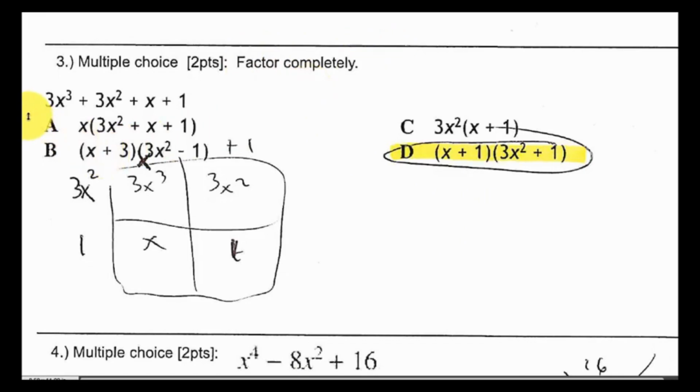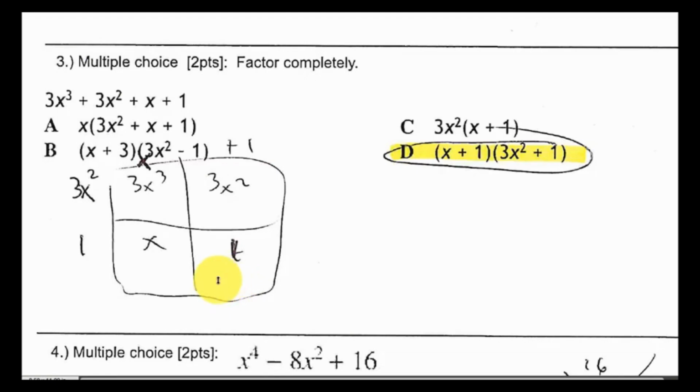Factor completely. 3x cubed plus 3x squared plus x plus 1. You should recognize from your formula sheet that you have 4 terms. 1, 2, 3, 4. And then if you have 4 terms, then you just put it inside your box. So we did like a z. Now if you do the z, you'll write 3x cubed, 3x squared, x, and positive 1.